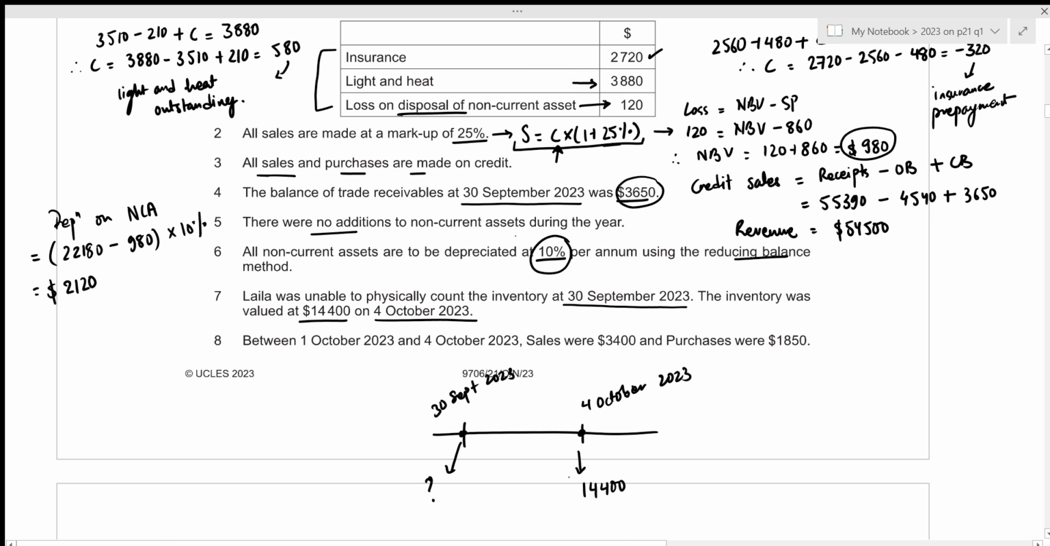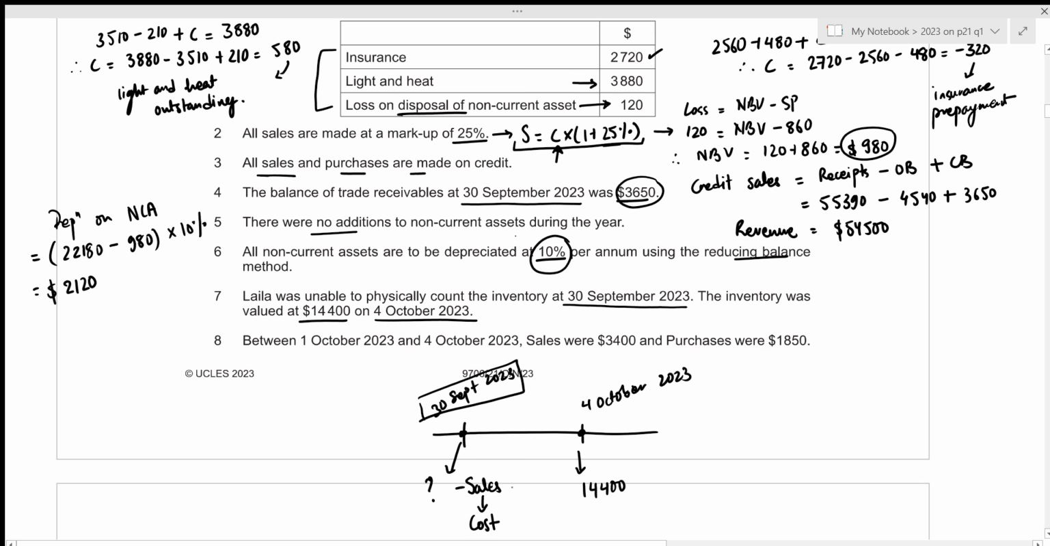Now, the changes within our closing inventory of 30 September 2023 is just going to be any sales made, because any sales made is going to reduce our inventory, which means that from the closing inventory of 30 September 2023, if we subtract the sales made, and remember, we should subtract the corresponding cost of the goods sold, not the actual sales value, because the closing inventory is only valued at cost.